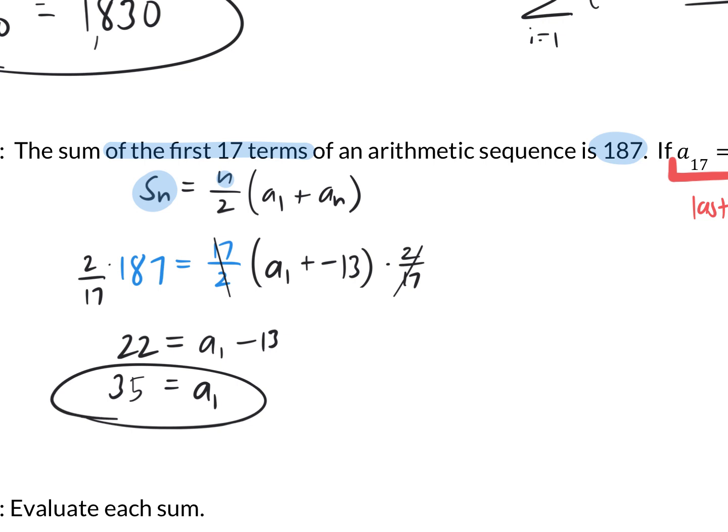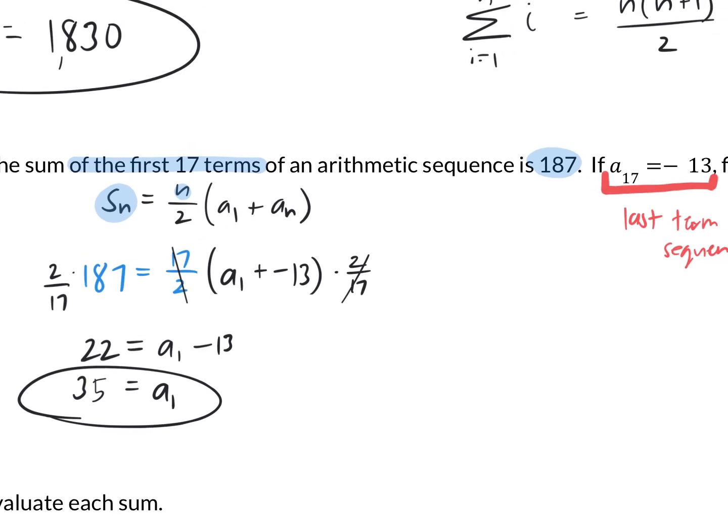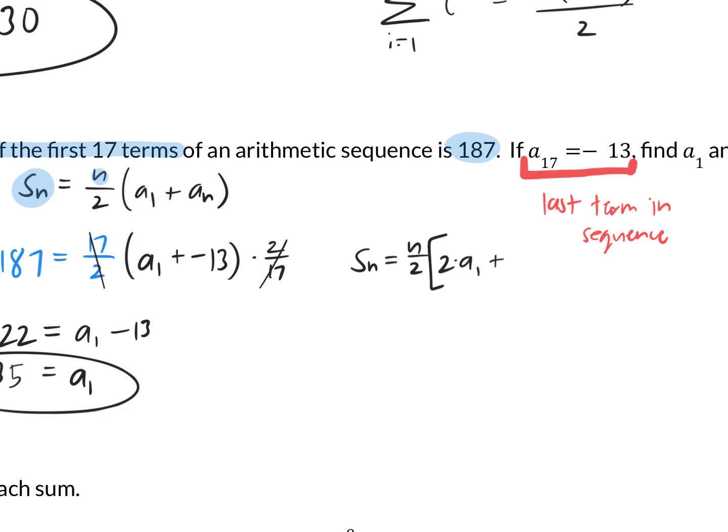So my first term is 35, my 17th term is negative 13. Obviously the difference is going to have to be negative to get that, if I start at a1 is 35 and a17 is negative 13. So now I have to find my difference value, which means I'm going to have to use which formula? The second formula, okay? So again, your formula is S sub n is equal to n over 2 times 2a1 plus n minus 1 times d. Now I can plug all the things in that I know. I know that S sub 17 is 187.